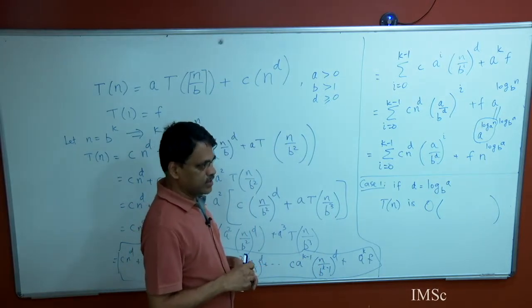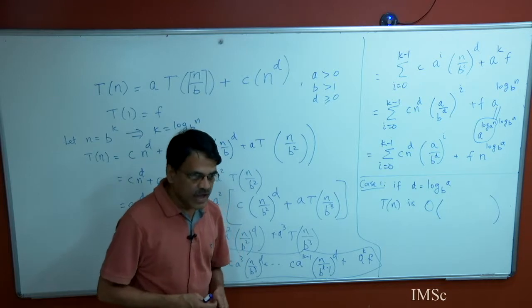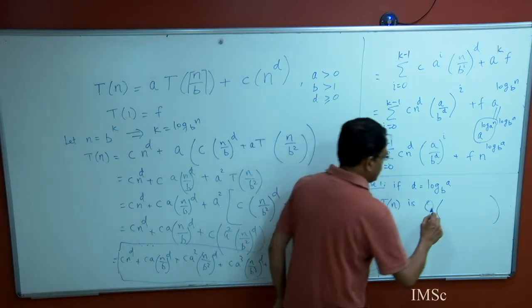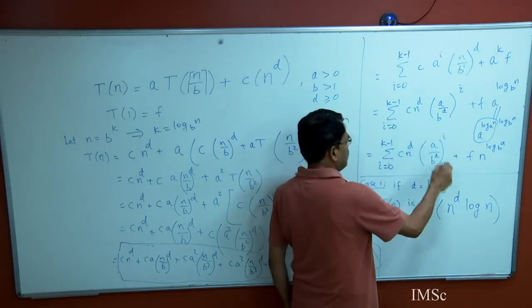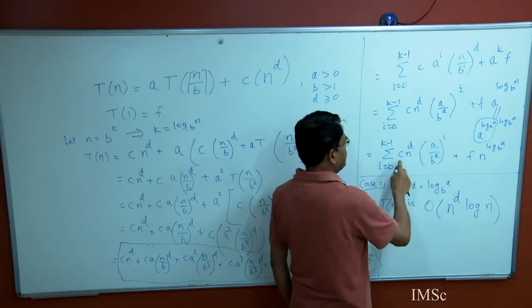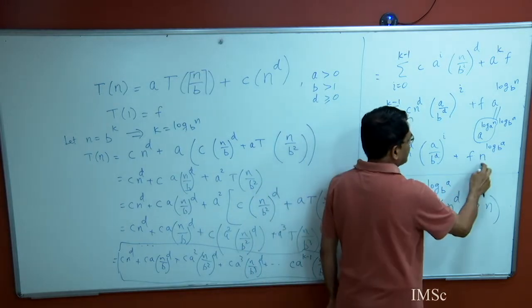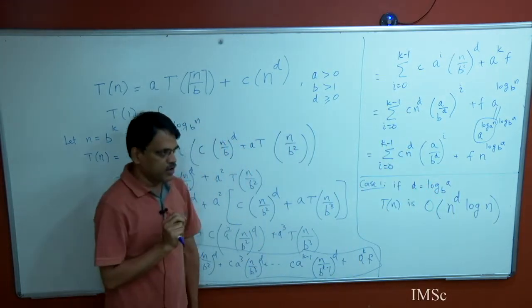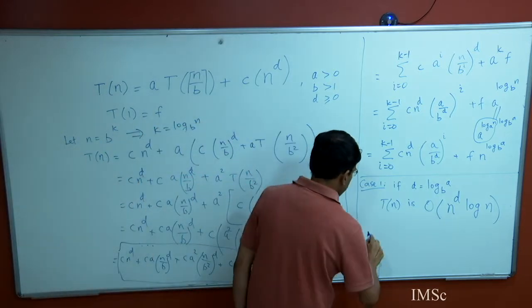No, not just n to the power d. How many times is it appearing? K times. What is k? So it's n to the d log n, right? Because this is 1. So the overall runtime is c n power d into k. This is also n power d, so k plus 1, but k is log n, so it's order n power d log n. Okay.